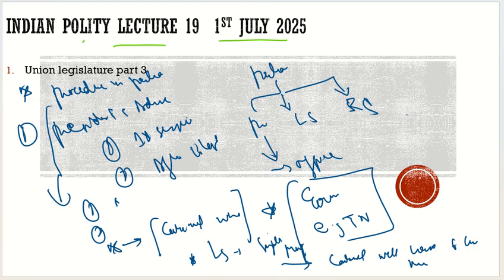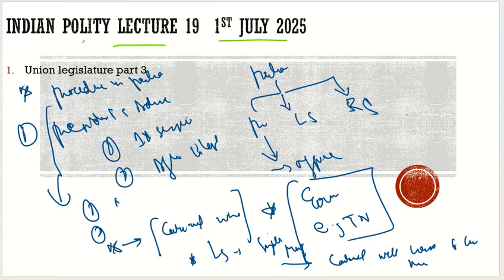Once the president gives his address, now the procedure in the parliament will start. Here, different bills will be introduced. Maybe an ordinary bill, maybe a money bill, for example the budget, maybe a financial bill, maybe something where they want to amend the constitution.